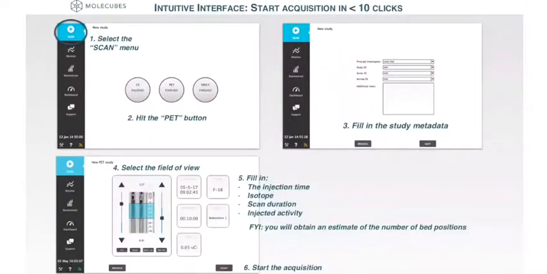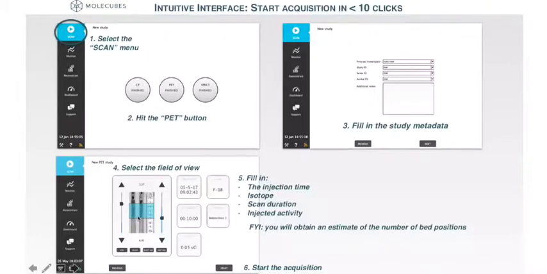Our user interface is also developed in-house and is very easy to use and intuitive. So you can start an acquisition in less than 10 clicks. So first you hit the cube you would like to use, then you fill in the study metadata, and then you set your scan parameters.